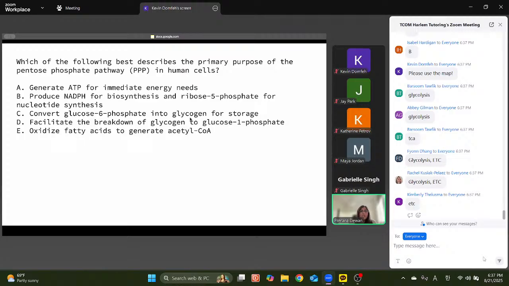And then for C, the conversion of glucose 6-phosphate into glycogen, we know that that's glycogenesis, right? Not PPP. And then for facilitating the breakdown of glycogen to glucose 1-phosphate, that's going to be glycogenolysis. And then for E, what pathway is that? Yep, you guys got it, beta oxidation. So again, even a question like this, you could go on the map and see what the products of each pathway are and rule out answers that way. Good job there. Let's move on to the next one.